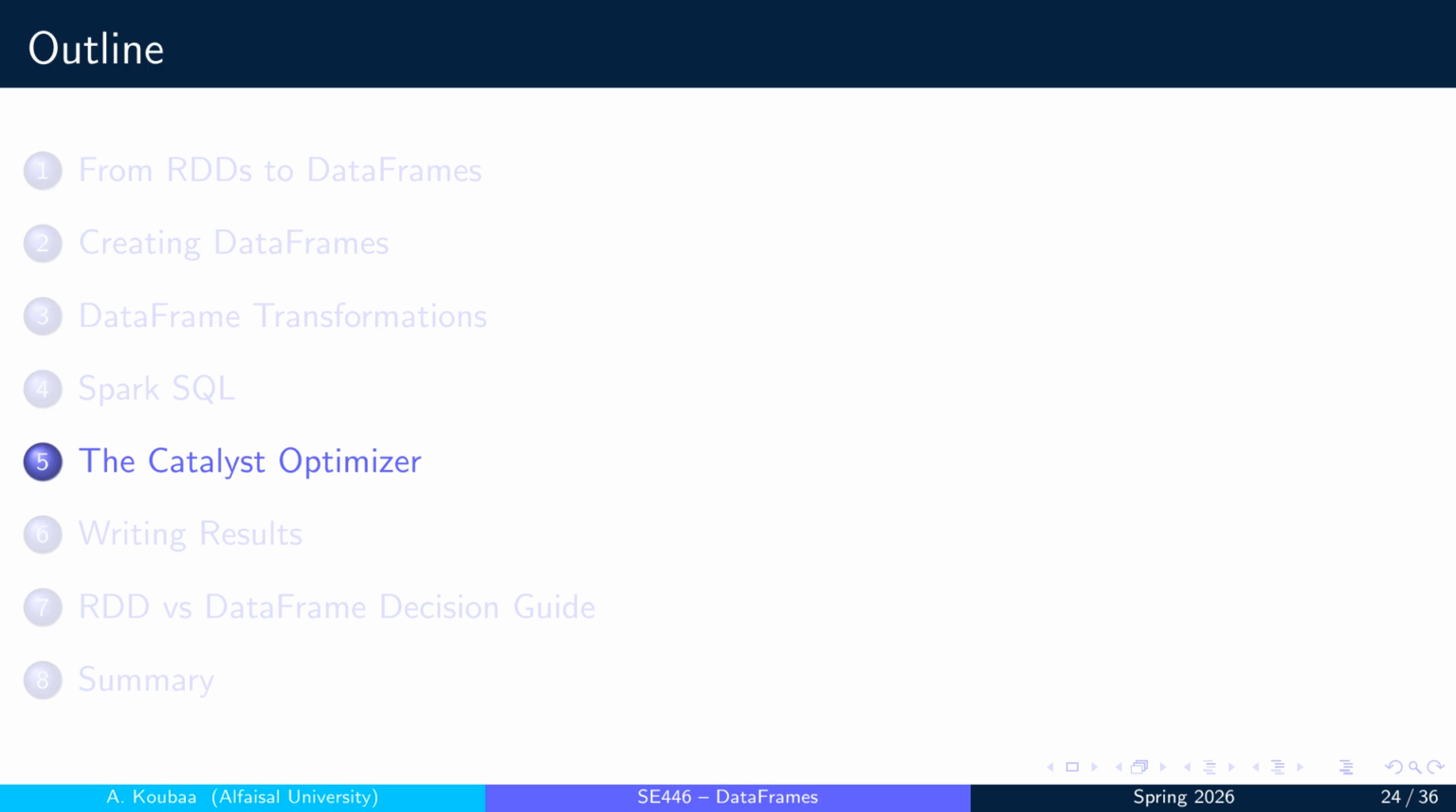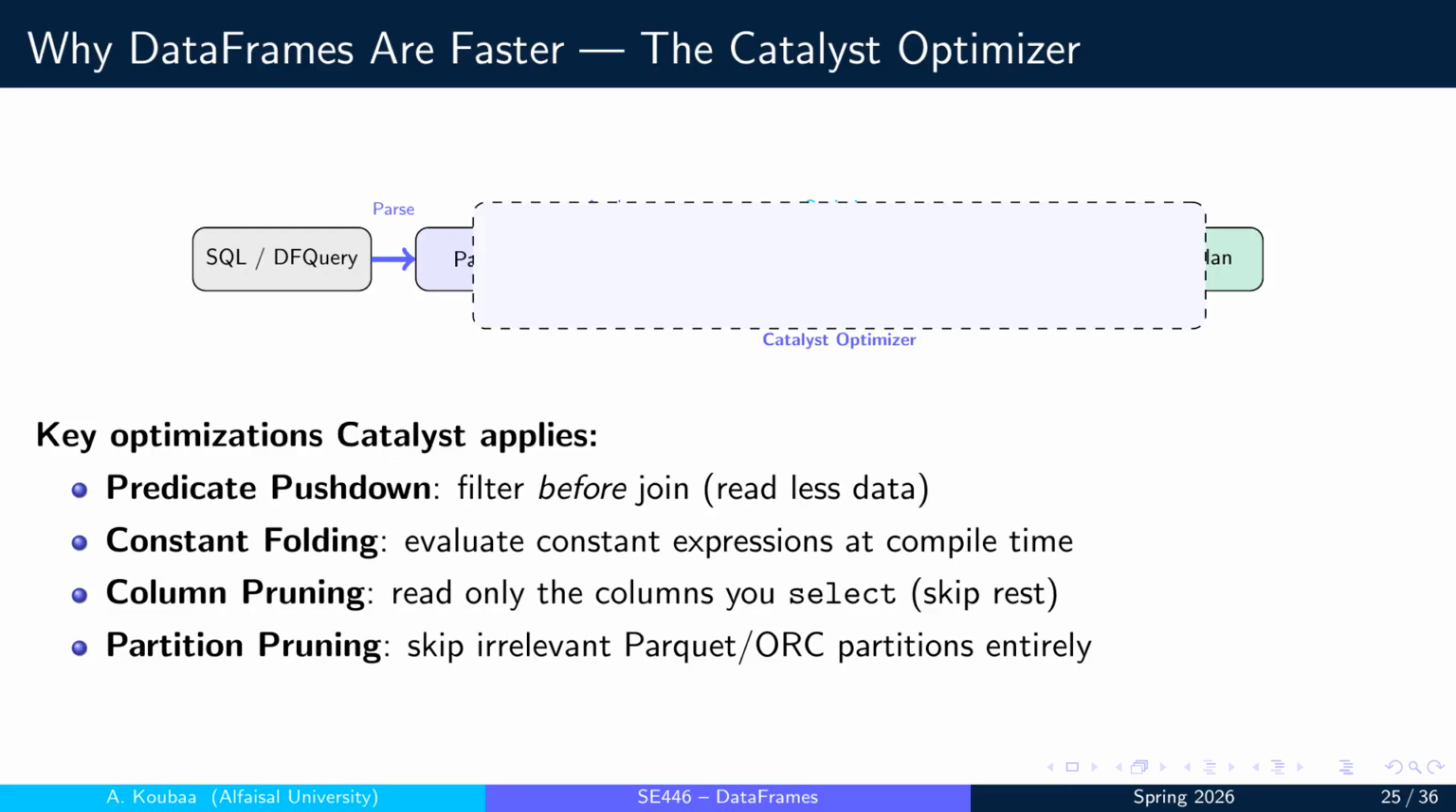The core of our lecture will be the fifth point, a deep dive into the Catalyst Optimizer, which is the engine that makes all of this high-level performance possible. Finally, we will look at how to save our results and provide a clear guide on when you should choose an RDD versus a data frame. All right, so as we established, the core reason for the superior performance of data frames lies within this component, the Catalyst Optimizer. Let us understand how it works.